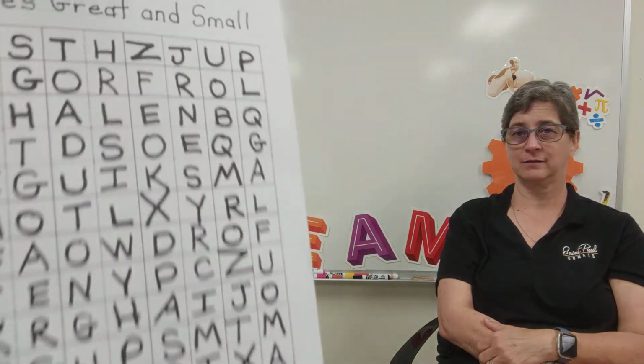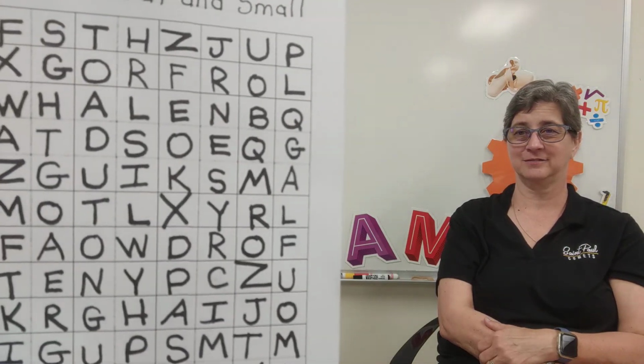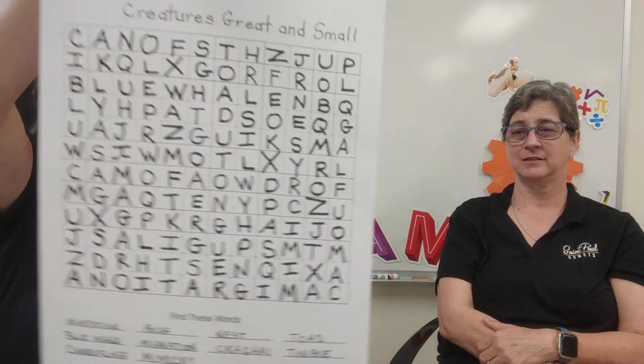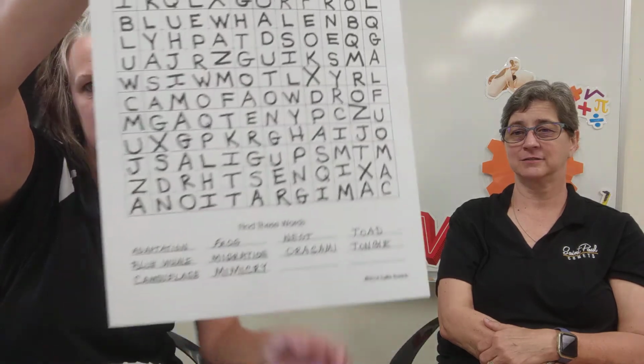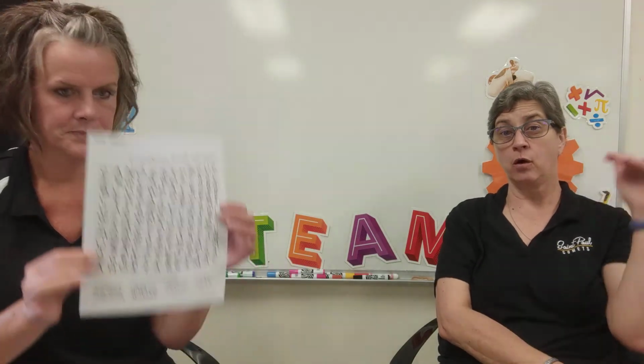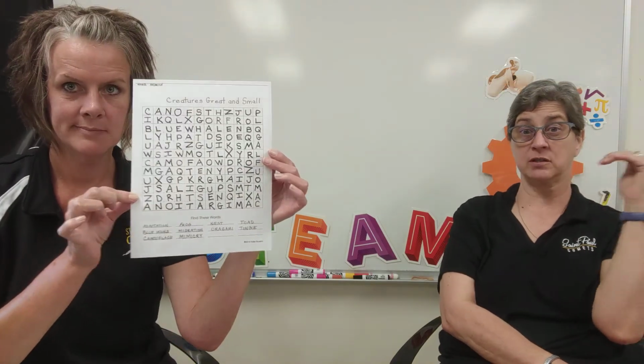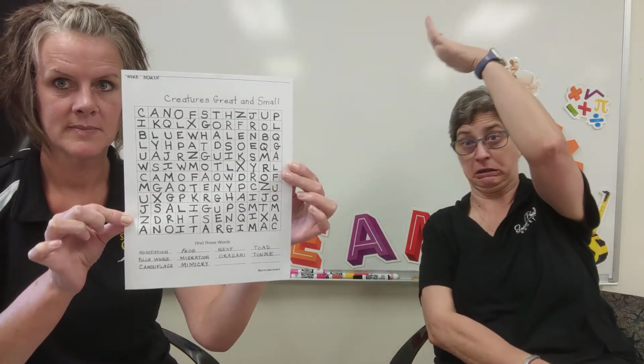It is a word search. It's pretty cool. You're going to be able to find all of these words that we discussed and talked about: adaptation, blue whale, camouflage, frog, migration, mimicry, nest, origami, toad, and tongue. Now, these words can go forward, backwards, up, down, on an angle.